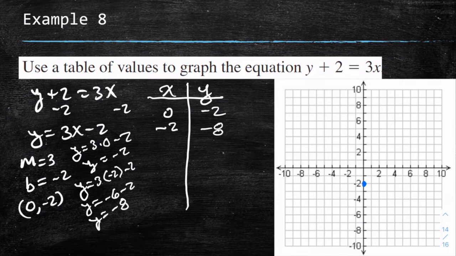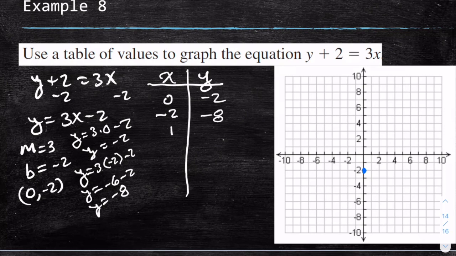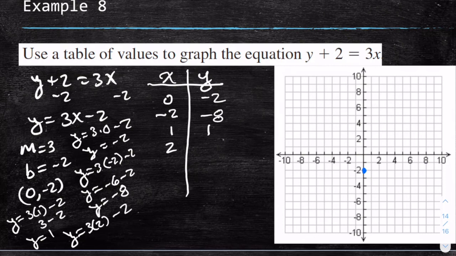Let's also come up with another point, x equal 1. So now we're going y equals 3 times 1 minus 2. 3 times 1 is 3, minus 2 is 1. Y equals 1. So when x is equal to 1, y is equal to 1. Let's come up with one more. Let's let x be 2. So y equals 3 times 2 minus 2. 3 times 2, that's 6. Minus 2, that makes it 4. So y is equal to 4 when x is equal to 2.